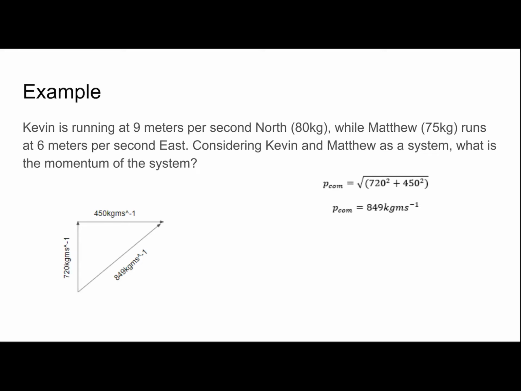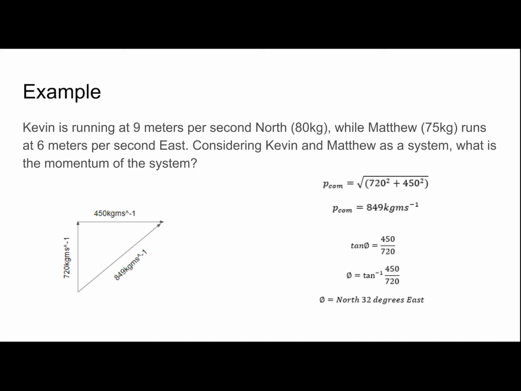However, we also need the angle, which is the direction. Once again, we can use our trigonometry rules. So we can say that tan of theta, tan of phi equals 450 over 720, and therefore that should give us an answer of 32 degrees.